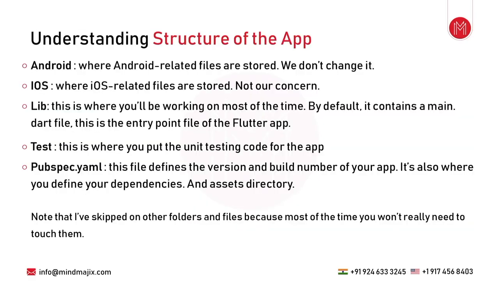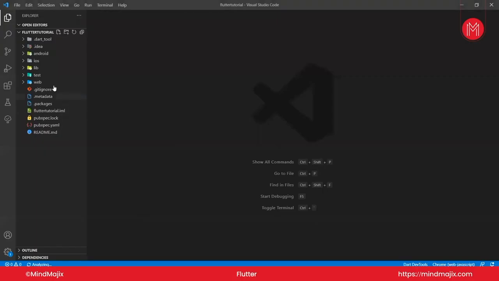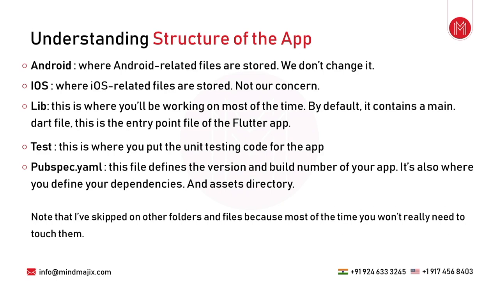There are different folders, that is android, ios, lib, test, pubspec.yaml, then web. There are a lot of other folders and files. We just have to remember that the android folder is where Android related files are stored. We don't change it a lot. We will just use it for some things like the icon of your application on an Android device, the name of the application, or very few things specific to Android or plugins, but not in the whole course. Same with the ios folder.